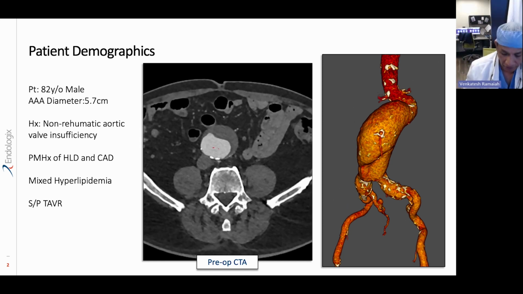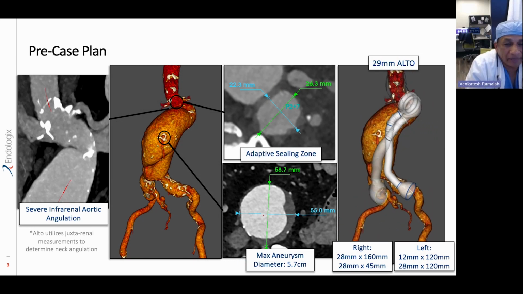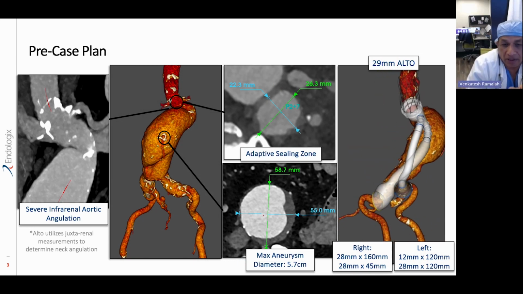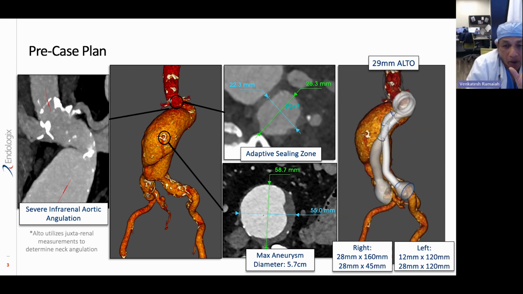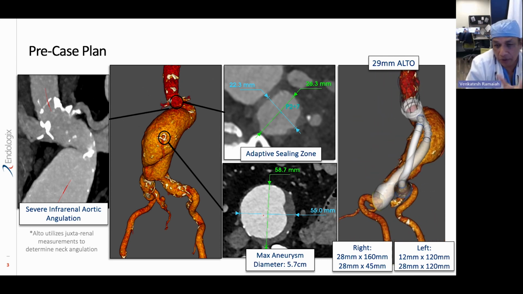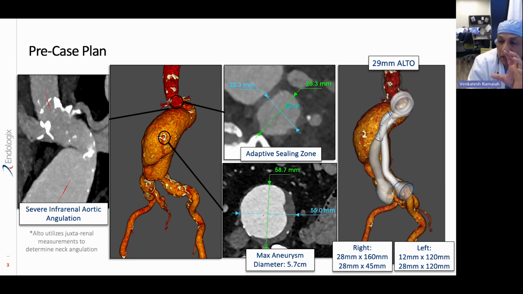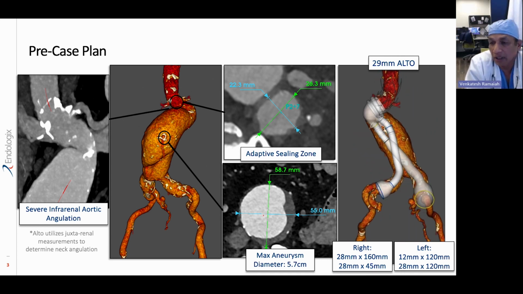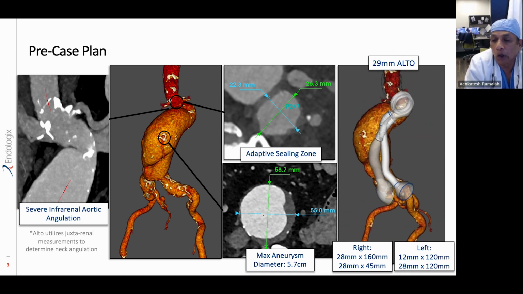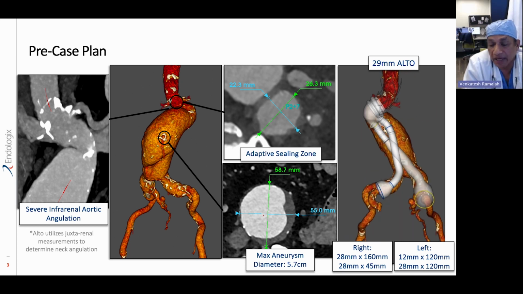So let's look at further pictures of the pre-case planning. On the left, you'll see that the patient has significant aortic angulation. It also shows a very large aneurysm. You can measure the size, as you can see. And it also allows us to place the ALTO stent graft three-dimensionally to see how it will look within the aneurysm itself. The question is, why did we choose the ALTO stent graft?